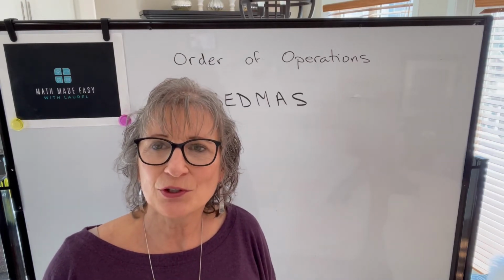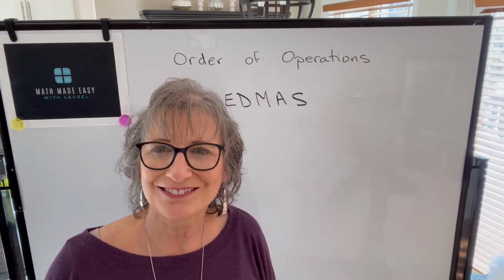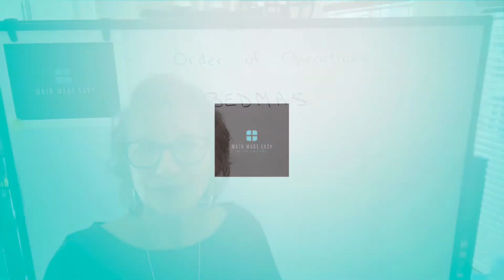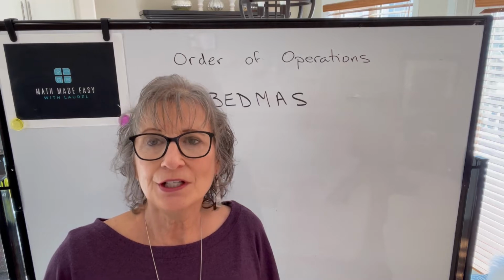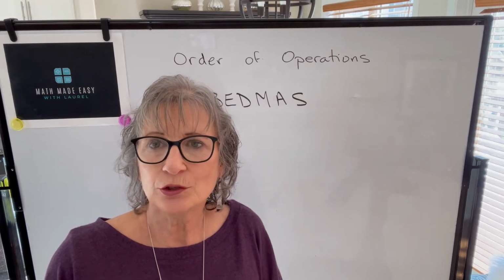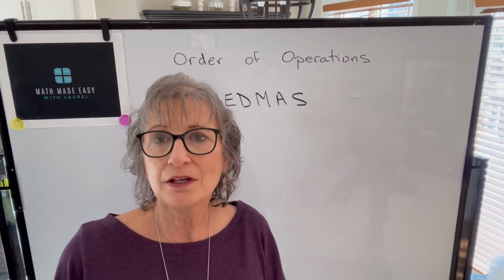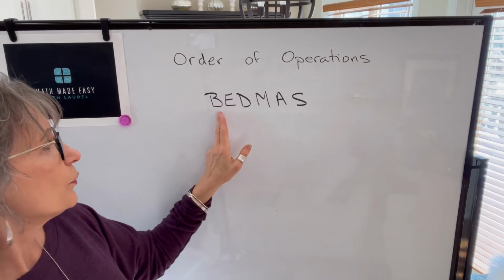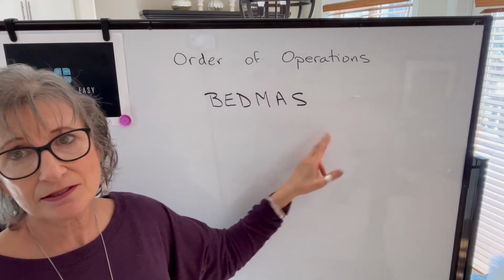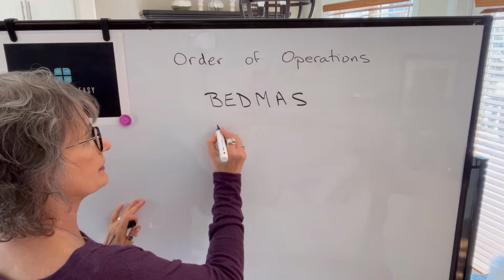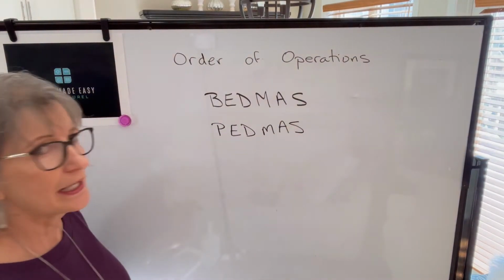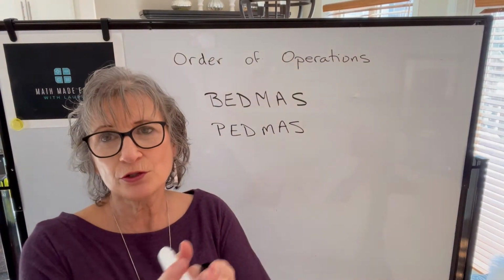I'm Laurel, and in this video we're going to talk about order of operations. When you're given a mathematical expression with a variety of operations in it, you'll be asked to simplify that following the rule that we're going to talk about: order of operations, which you may see written as BEDMAS. You might also see PEDMAS. And that tells us the order that we do the operations.